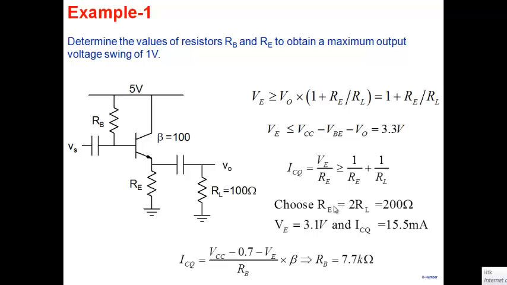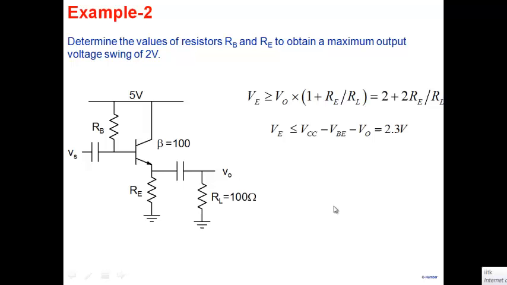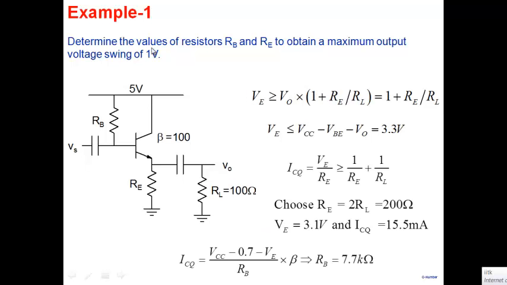Let's see if you can design it for 2 volt. What would be the appropriate design for 2 volt? Let me remove this. Let's say this is not 1 volt, but 2 volt. So redesign the amplifier if the maximum swing that you want is 2 volt. Let's keep this design here: 3.1, 15.5, 7.7K. Redesign it for 2 volt.